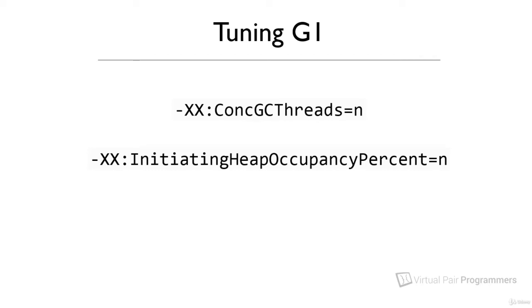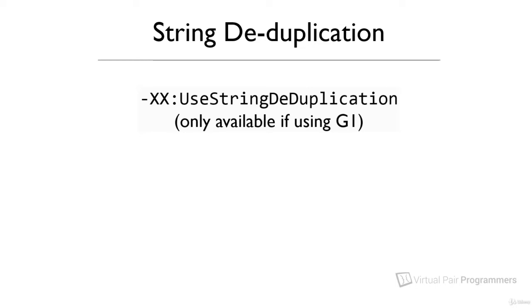I want to make one final comment about garbage collection before we leave this chapter, which is a relatively new feature. It's been around since Java 8 Update 20, and it's an option for creating more available space on the heap. The feature is called string deduplication. To use this option, you must be using the G1 garbage collector, and you turn it on with an additional JVM argument, use string deduplication.